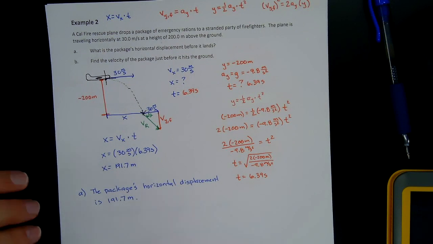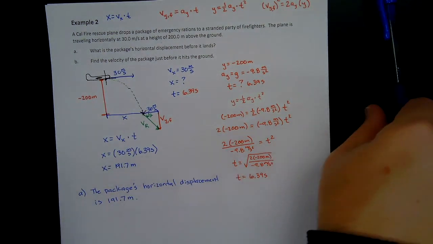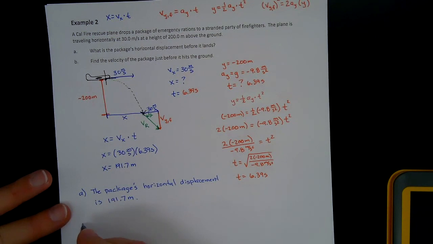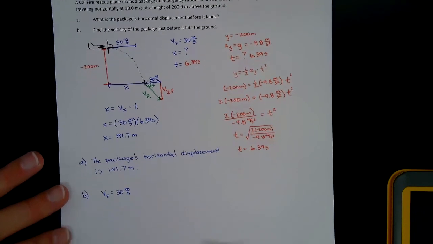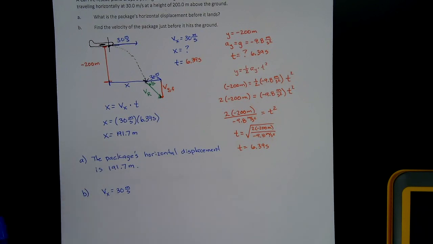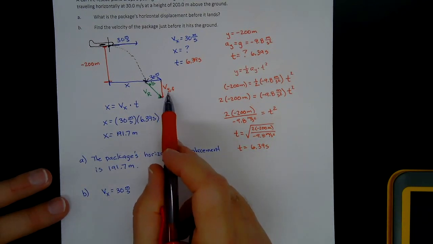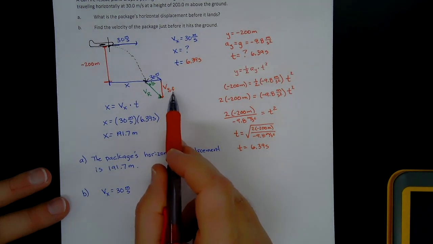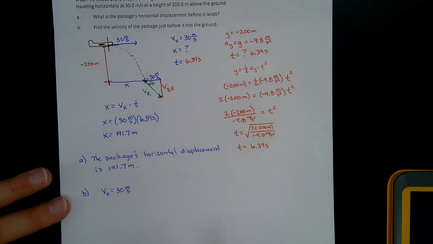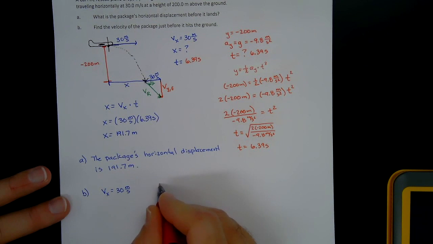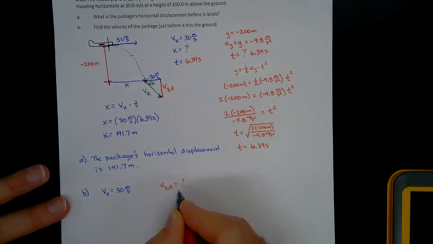So what does that mean? Okay, for part B, we know V sub x is 30 meters per second. And I also know I need to find V sub y, the final velocity in the y direction. So I can get that because, let me show you. That's what I'm trying to find.